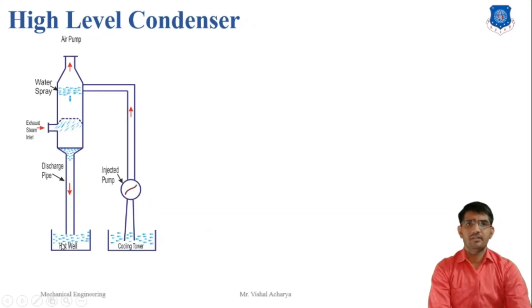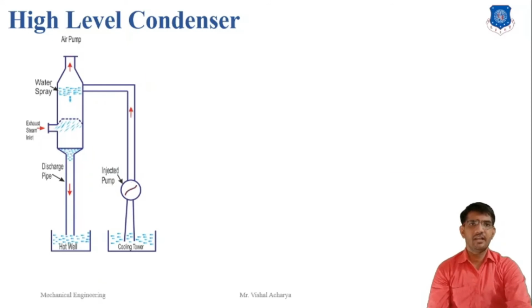A high level jet condenser requires an extra pump. Here water enters here and exhaust steam enters here. So the flow is counter flow in the high level condenser.